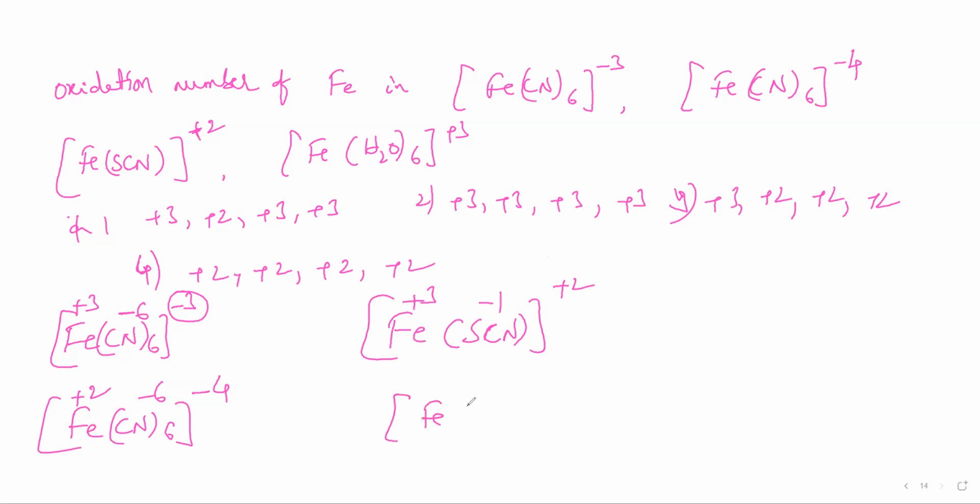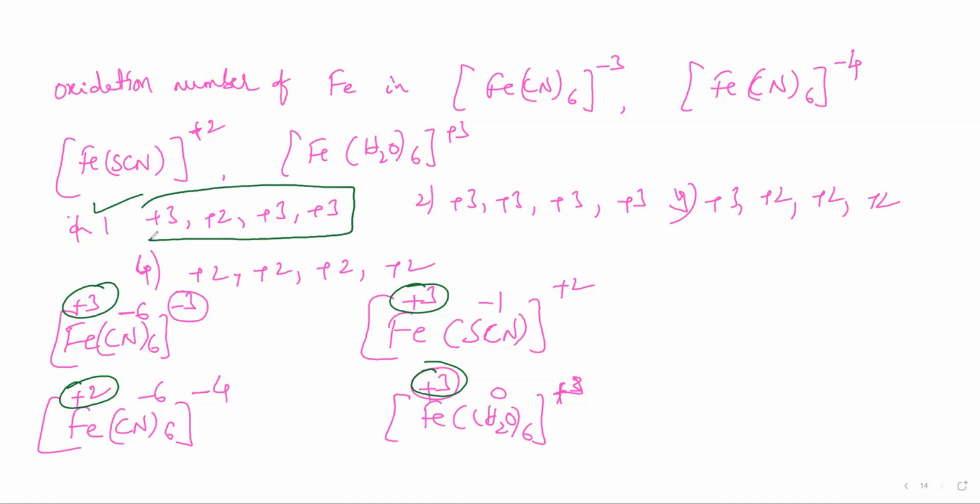Last compound, [Fe(H2O)6]3+. Water is neutral, so the charge will be 0. Total charge will be plus 3, which means here iron should be plus 3. So total, how many different? Here it is plus 3, plus 2, plus 3, plus 3. That is present in the first option. So this is correct.